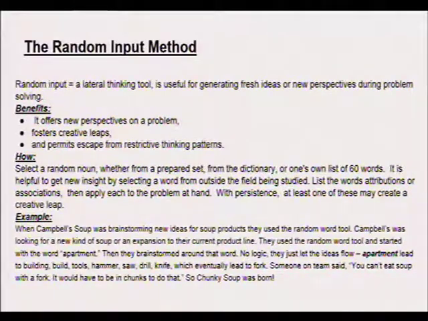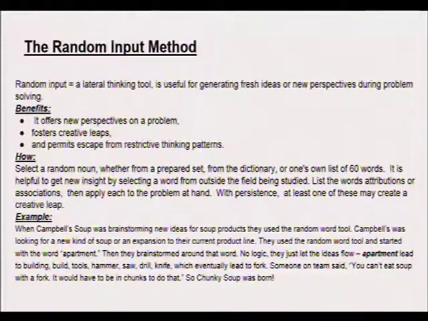We want students to be open. We want them to be thinking creatively on their own, and that should then determine the lesson. So that's the benefit of using a random input method. How could one do that within your class? You select a random noun, whether from a prepared set from the dictionary or from one's own list of 60 words. It's helpful to get new insight by selecting a word from outside the field being studied. List the word's attributes or associations, then apply each to the problem at hand.